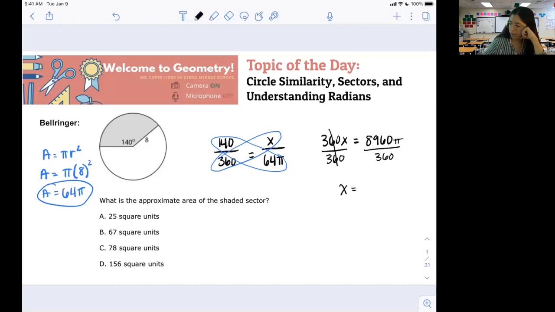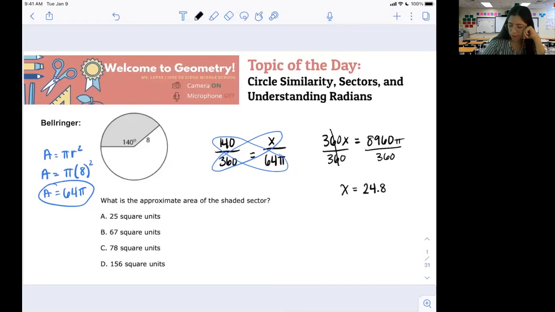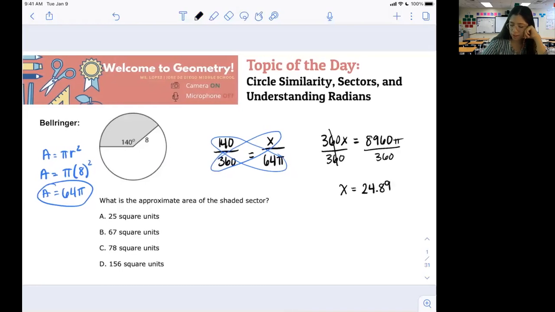What do you get? 24.89 pi. It's a lot of eights. I'm rounding it up. Okay, but look at your answer choices. Which answer choice is tempting right now? Which one looks like it's going to be right?